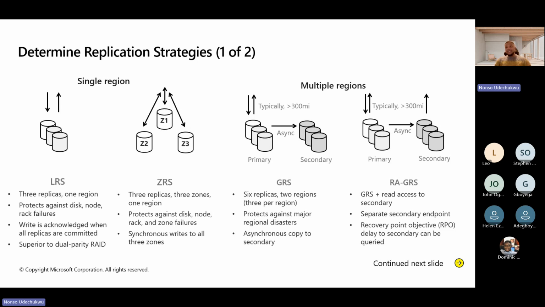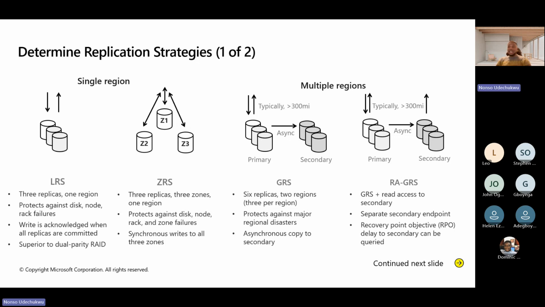If I want to go for ZRS, I'm replicating to 3 zones in 1 region. What do I mean by this? For example, if I create a storage account on Azure East US 2 and choose LRS, that storage account is just going to be on one data center in East US 2. It's not going to leave East US 2. Remember I mentioned there are several data centers, and those data centers make up a region. A region consists of more than 1 or 2 data centers.